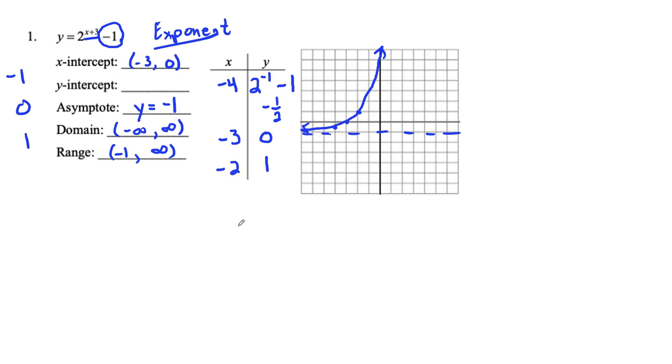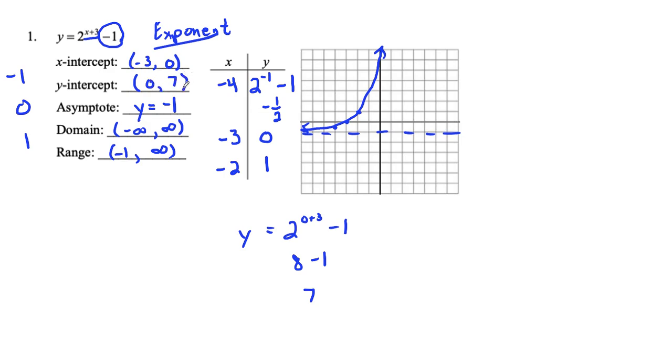Now remember, to find a y-intercept, we're going to plug 0 in for x. So if we do that, we get y equals 2 to the 0 plus 3 power minus 1. So I just end up with 2 to the third power, which is 8. 8 minus 1 is going to give us 7. So that's my y-intercept. Again, I'm not just putting the number 7 here. That would just be a number. I need my y-intercept, which is a point. So that's going to be the point 0, 7.